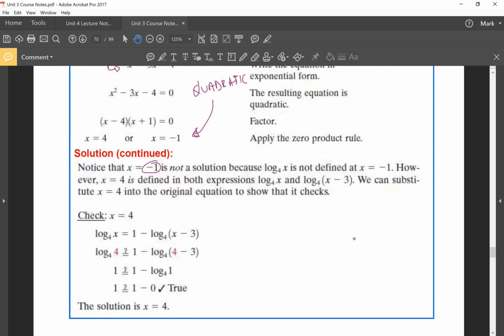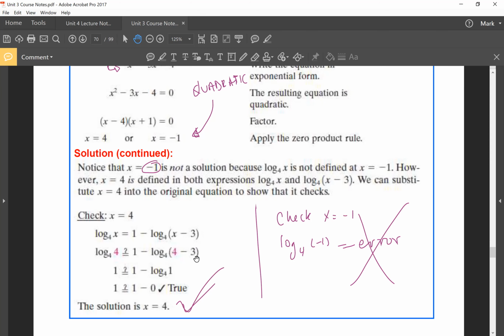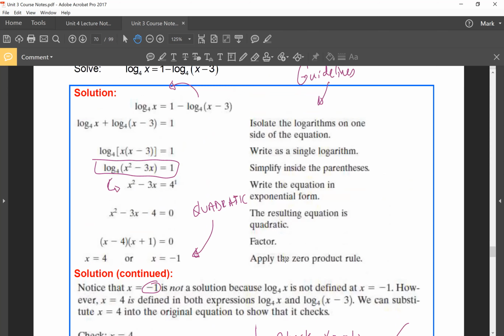So when the book checks 4, they just put the number 4 in and it's true, no problem. But the -1 will not be true. So if you are solving a logarithm, make sure you check your answers. Like again, if you checked x equals -1, if you did log base 4 of -1 on your calculator, it says error. It's not going to work. This does work.